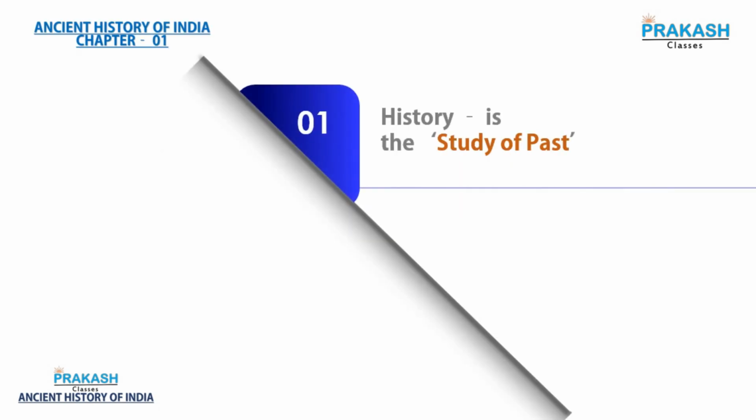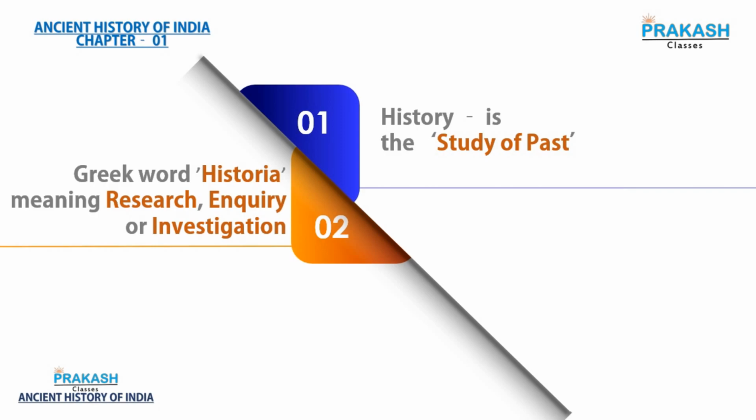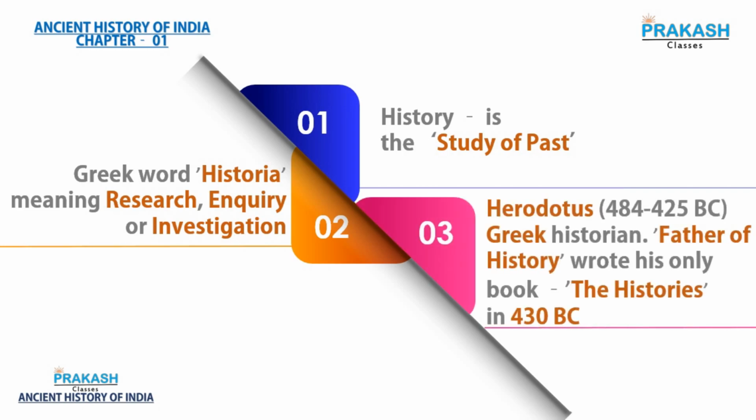What is history? History is the study of the past. History is an English word derived from the Greek word historia, meaning research, inquiry, or investigation. Herodotus is called the father of history. His period extends from 484 BC to 425 BC. He was a Greek historian. The only book written by him is the Histories, in which he has described the Greek-Iranian War.